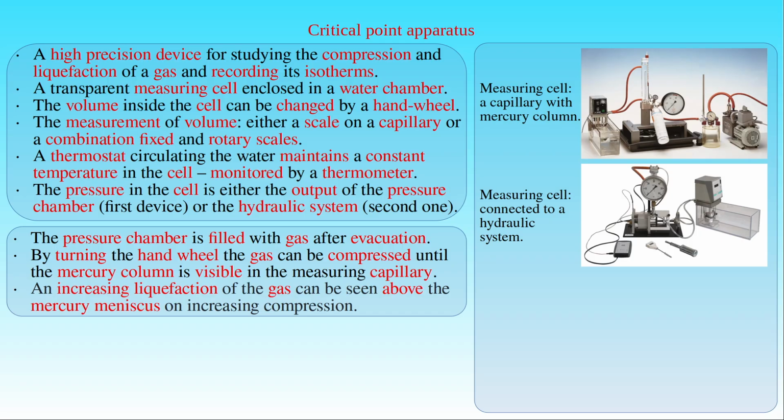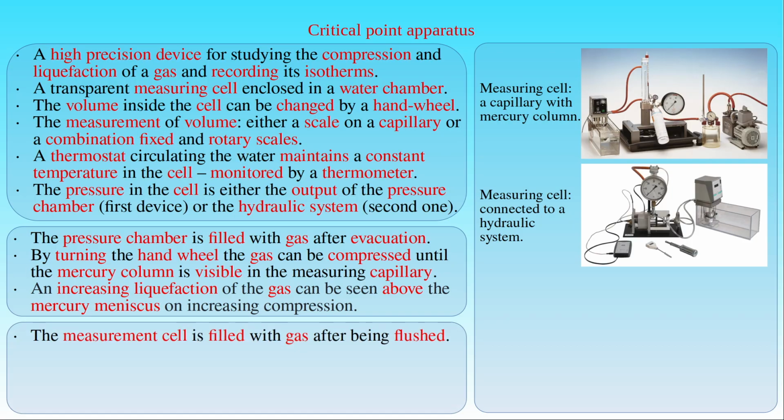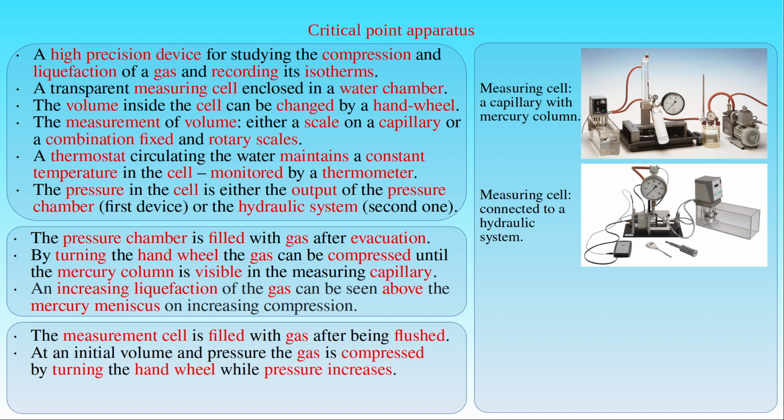In the case of the second apparatus, we have a similar procedure. After the gas container of the sample is attached to the device, the measurement cell must be flushed several times with the sample gas to eliminate air from the system. At the beginning of the measurement, the inlet valve is closed and the volume of the measuring cell is set to a given value. At the initial volume, the inlet valve is open to fill the cell and reach an initial pressure. Then the valve can be closed and the hand wheel can be turned to decrease the volume of the cell while monitoring the increasing pressure.